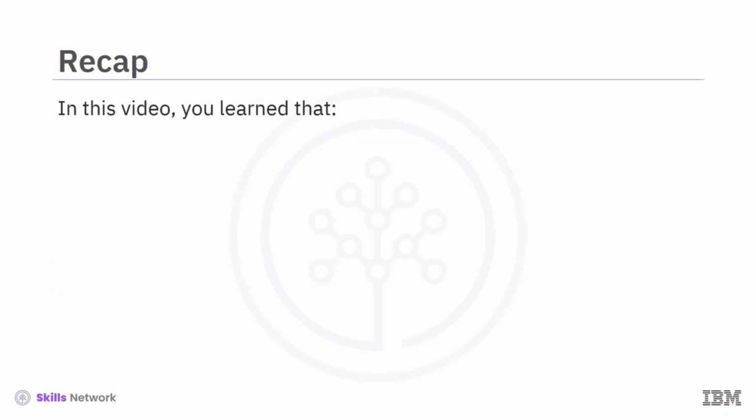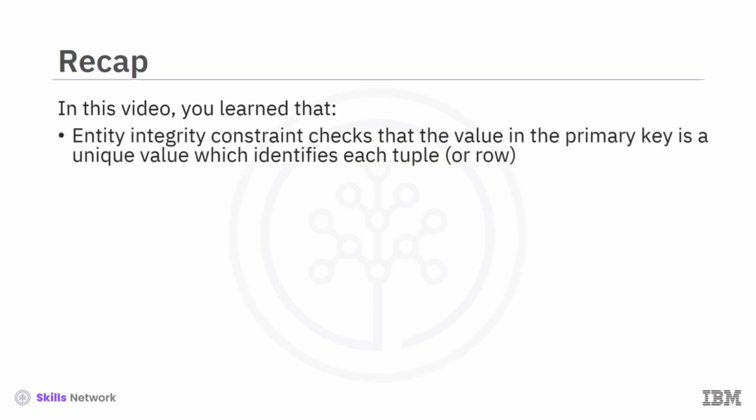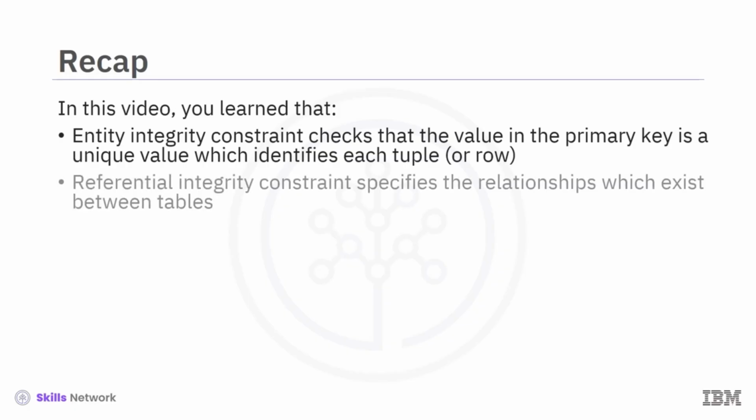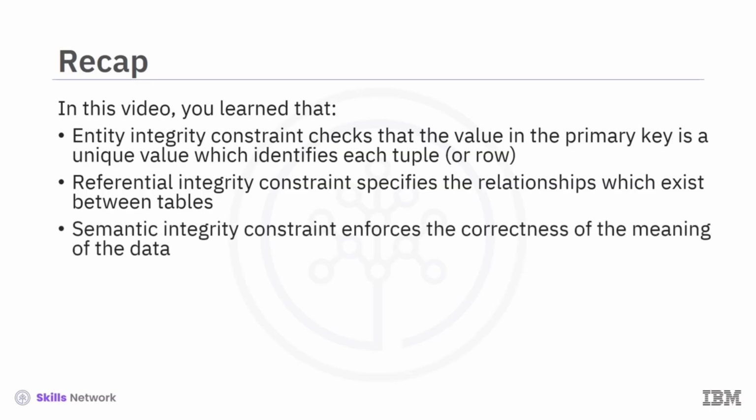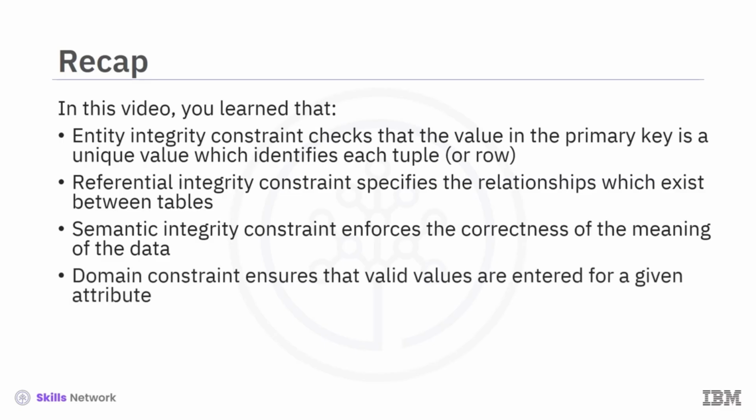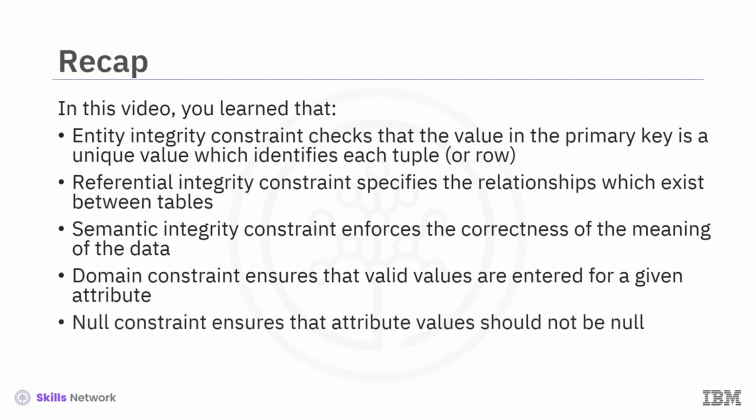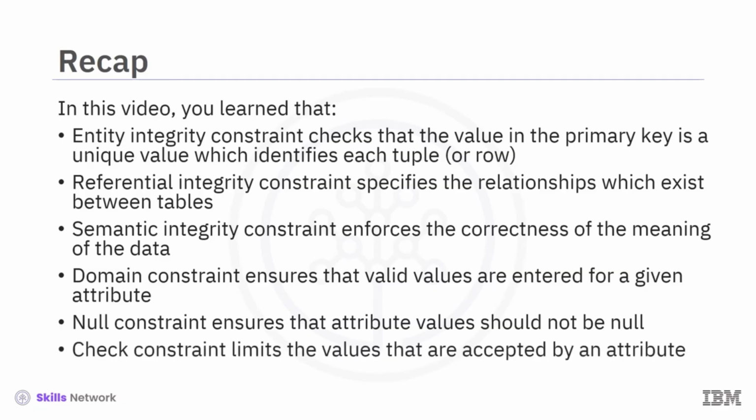In this video, you learn that entity integrity constraint checks that the value in the primary key is a unique value which identifies each tuple or row. Referential integrity constraint specifies the relationships which exist between tables. Semantic integrity constraint enforces the correctness of the meaning of the data. Domain constraint ensures that valid values are entered for a given attribute. Null constraint ensures that attribute values should not be null. Check constraint limits the values that are accepted by an attribute.